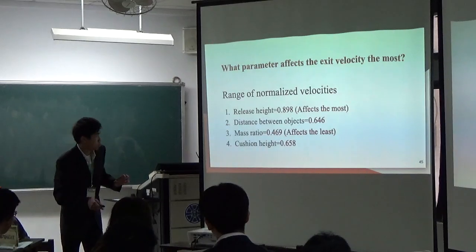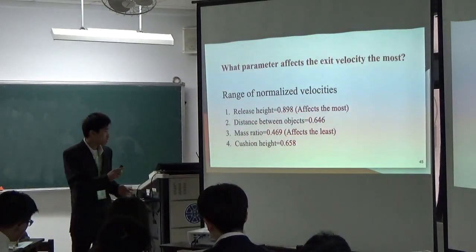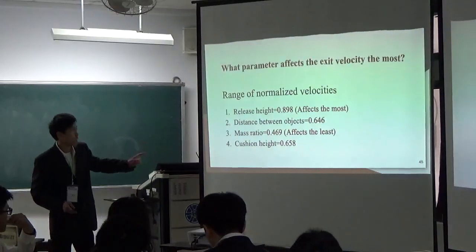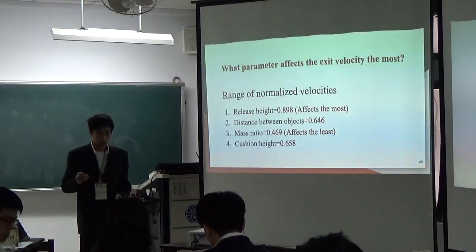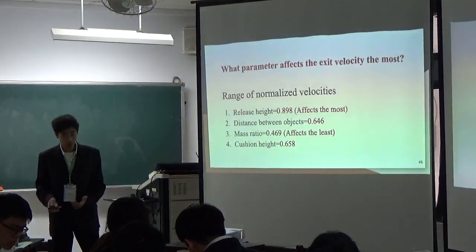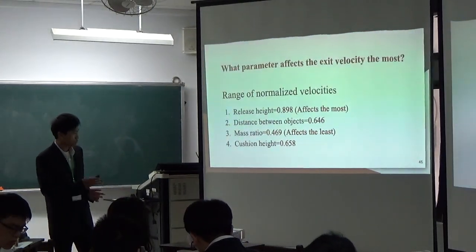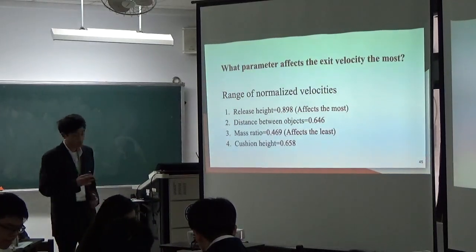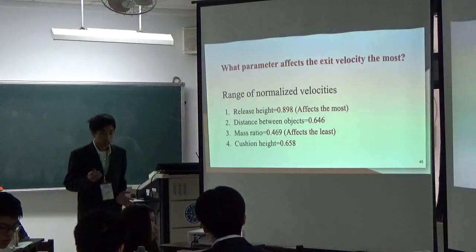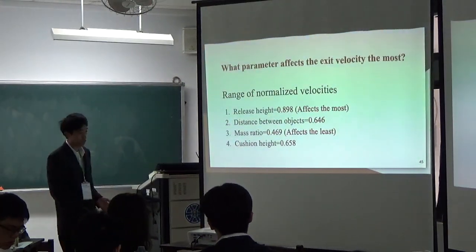And this is what we discovered. We can see that for release height, the range is 0.898, indicating that this is the main parameter affecting the exit velocity. The distance between objects and the cushion height are around 0.646 and 0.658. And what affected the exit velocity the least in our experiment is the mass ratio.